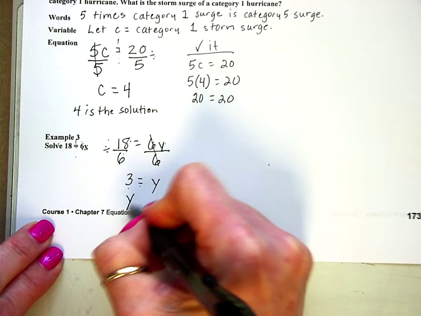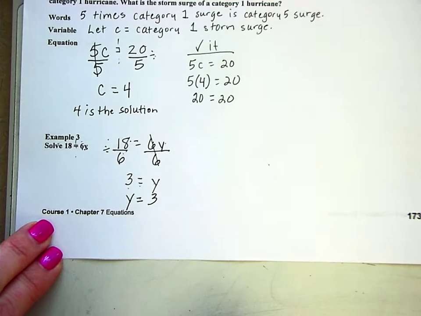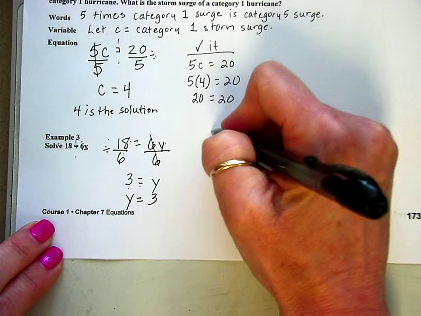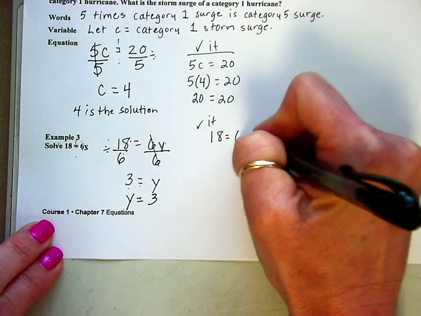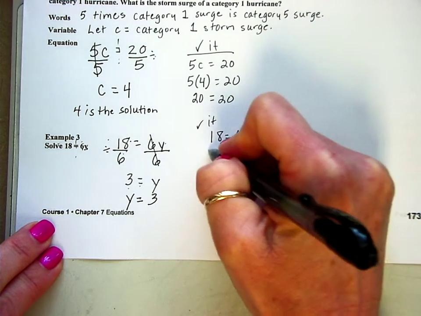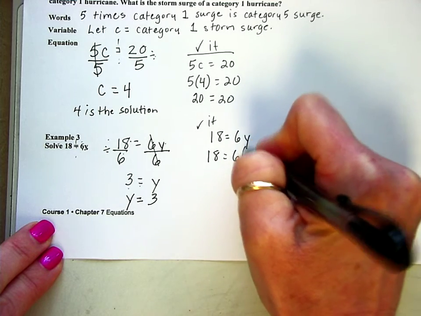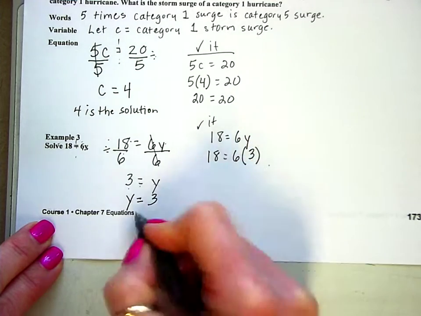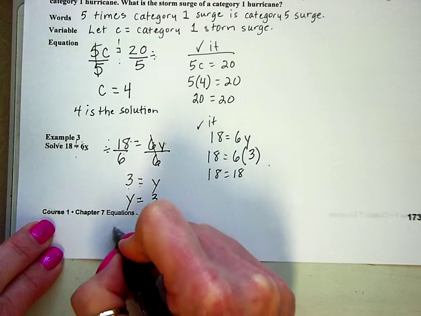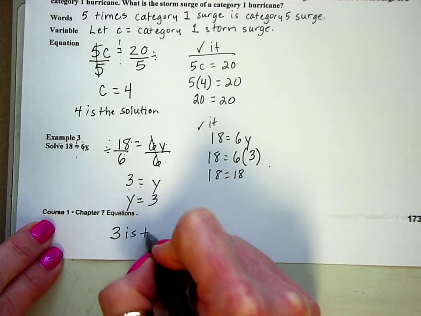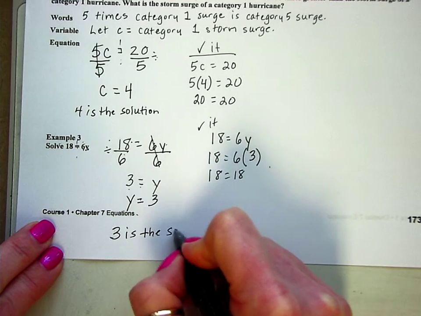Okay, now that's 1, so I'm left with 18 divided by 6 is 3, so 3 equals y. And you can flip it, that's okay. Y equals 3. Start with the original equation when you check it. So 18 equals 6 times y. 18 equals 6 times 3, which is the solution. And if you get the same thing on the left as the right, then 3 is the solution.